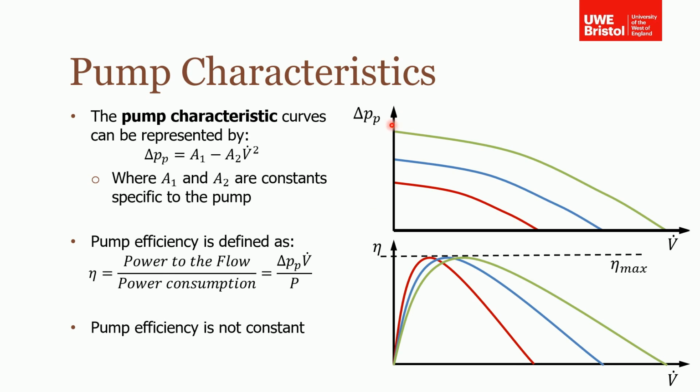So that shows the pump characteristic curve in terms of flow rate, but obviously what's important to pumps as well is the efficiency that they're running at. And the pump efficiency is given by this definition, so it's the power that's transferred to the flow divided by the power that's consumed by the pump. And if you remember, in a previous lecture I showed that the power to the flow can be written as the pump pressure times volumetric flow rate, all divided by the pump power.